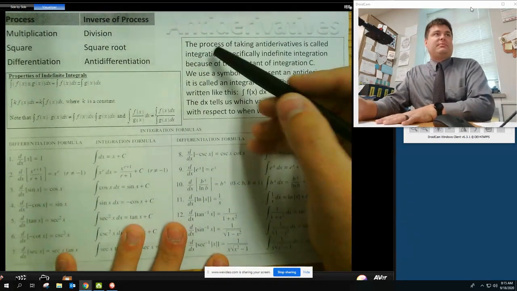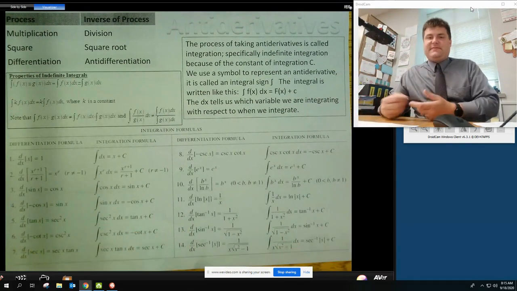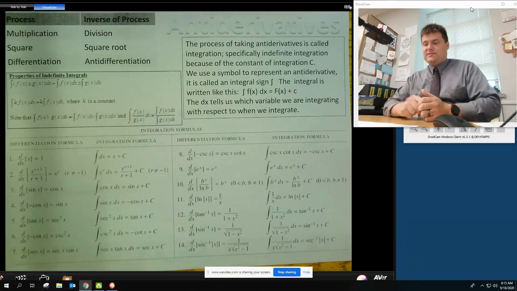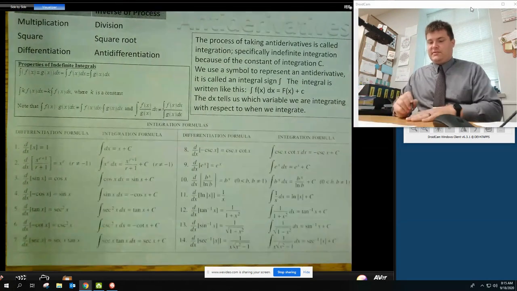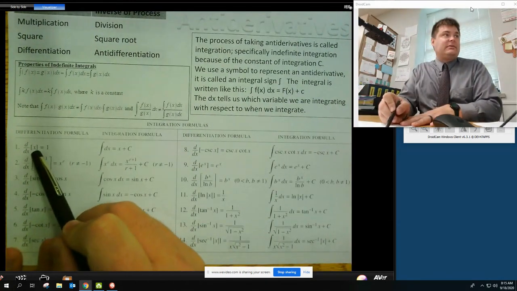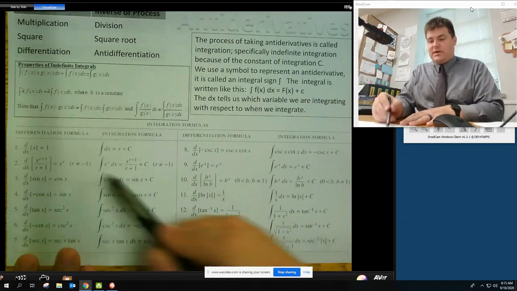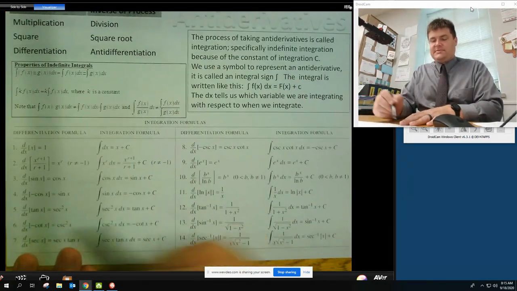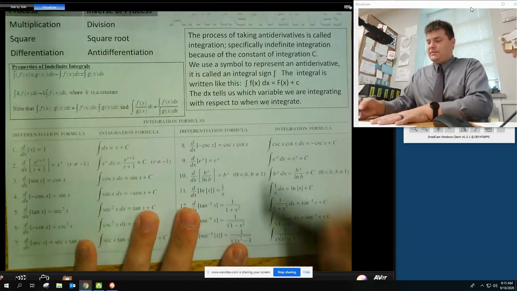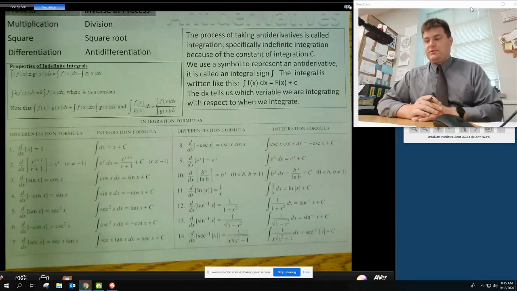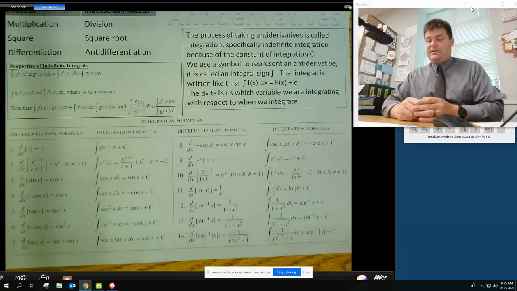Right here you can kind of read what the process of it is. Really, here are all the formulas that you're going to need to know for antiderivatives. If you look on one side, it's taking derivatives, and on the other side, it's the antiderivative, and these go hand in hand. These are all opposites of each other. So you do need to memorize all of these formulas, but if you understand the derivative part of it, then you'll be fine.